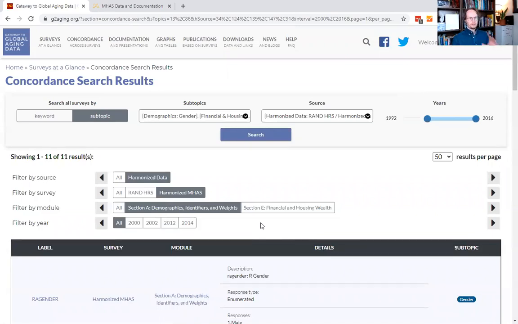So using this kind of concordance search on the Gateway is a helpful way to find these comparable variables. Of course, you could also look through the harmonized codebooks themselves, or actually the data sets, which include variables which are appropriately labeled and named.